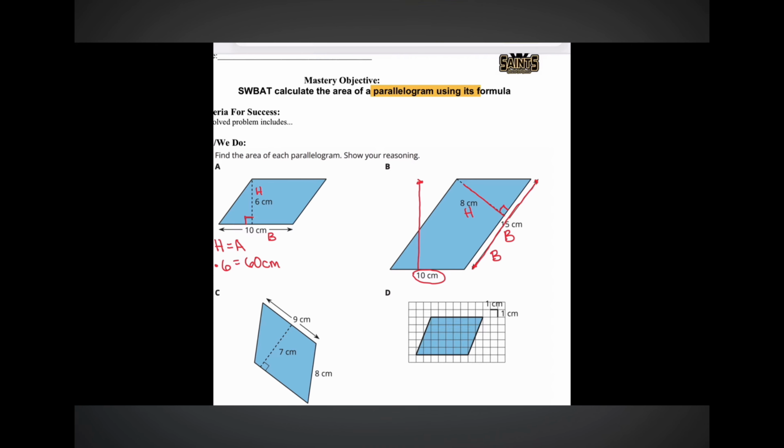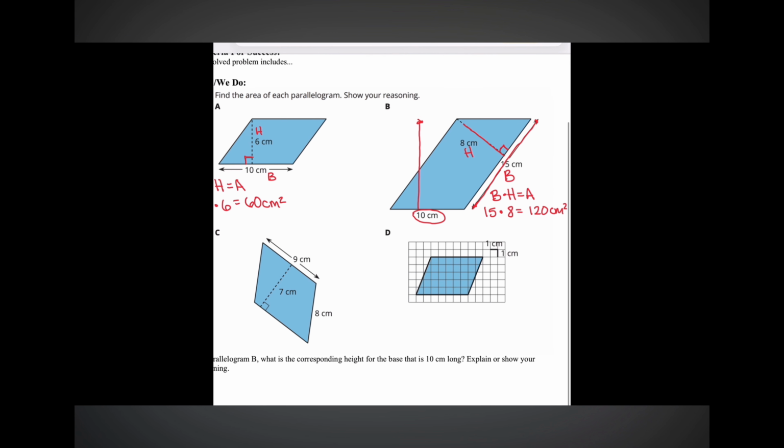We always write our formula first. Base times height equals area. And we know that our base is 15 times our height, which is 8, equals 120 centimeters squared. Oh, I forgot my squared over here. Okay, so you are seeing how this goes.